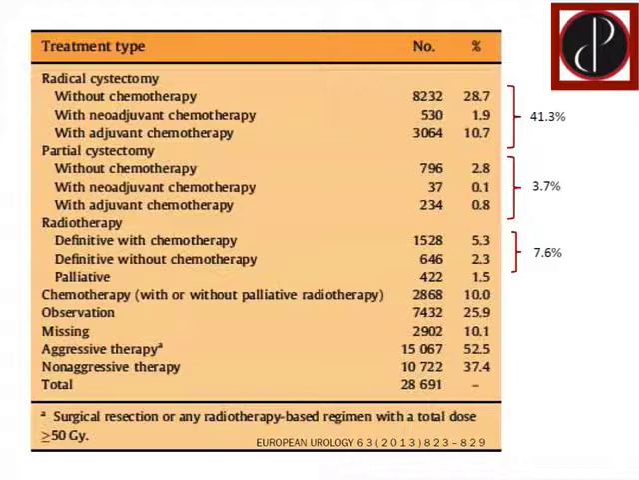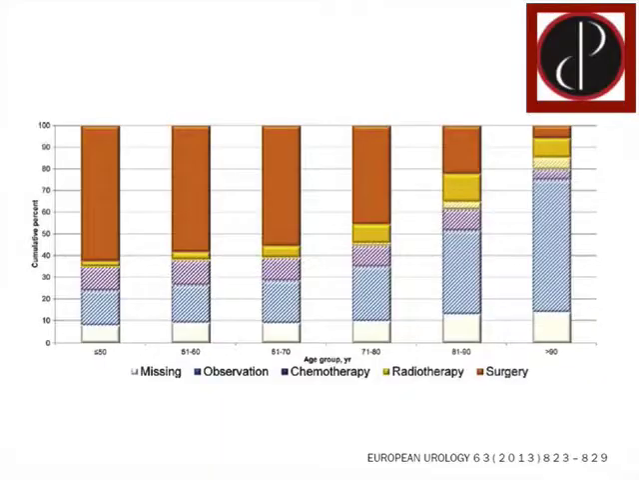3.7% had partial cystectomy and 7% had radiotherapy. Interestingly here, if you look at brown as surgery and yellow as radiotherapy, you will see 60% of patients will be treated with definitive treatment if they are less than 50 years old. But this number would be around 40% when they are more than 70, and around 30% when they are more than the age of 80.